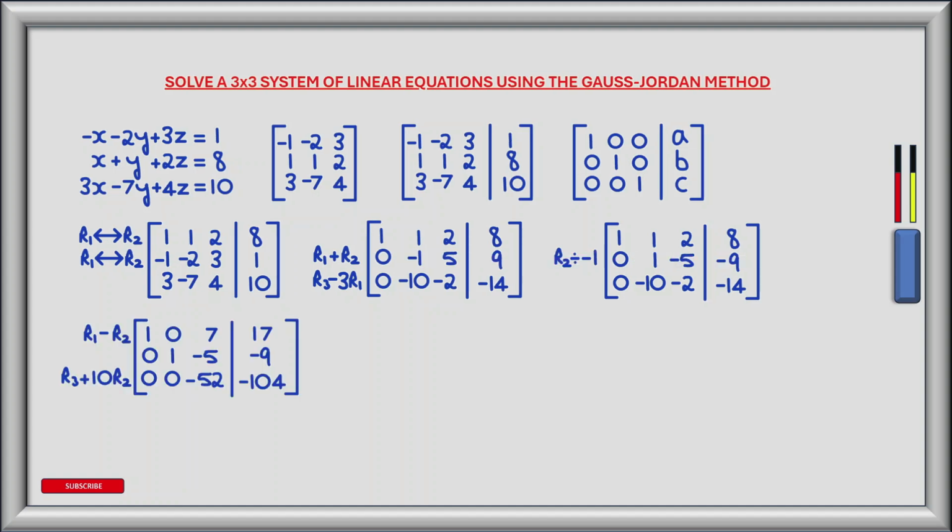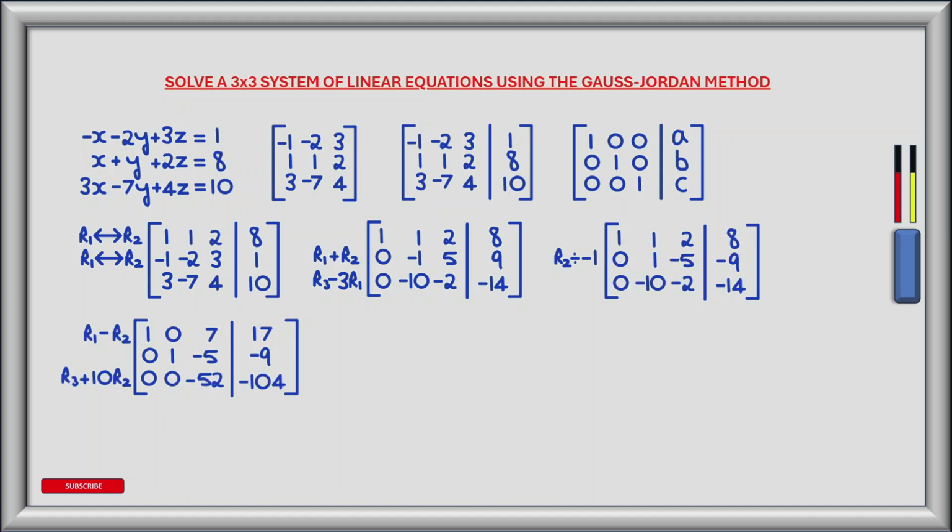For step 4, we need to get zeros in all other elements of column 2. So we're talking about this element here and this element here. To achieve this, we can subtract row 2 from row 1. So this is row 2 and this is row 1. And the new row 1 becomes 1, 0, 7 and 17. And then we can multiply row 2 by 10 and add it to row 3. And the new row 3 becomes 0, 0, -52 and -104.